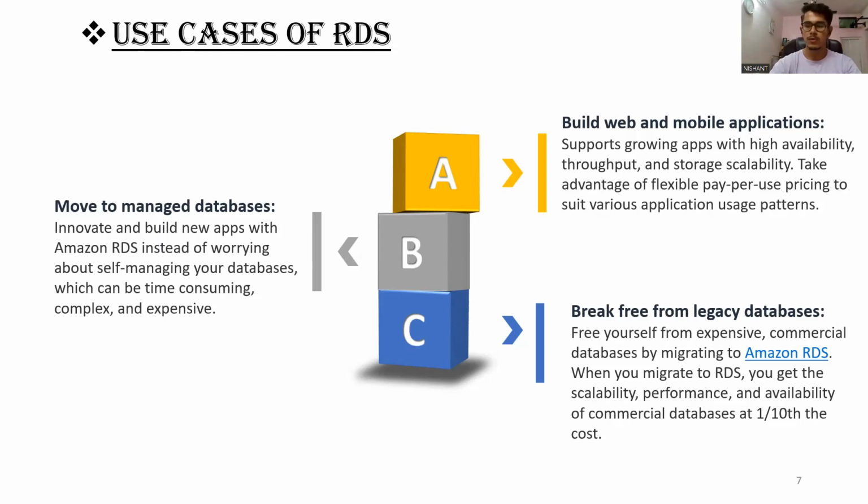So when you migrate to RDS, you get the scalability, performance, and availability that the commercial databases allow you to perform at 1/10 of the cost. Another use case of RDS is to move to managed databases. RDS allows you to innovate and build new apps, and instead of worrying about self-managing your databases, which can be time-consuming, complex and expensive, you can use RDS to save your time and also cut down your expenses.